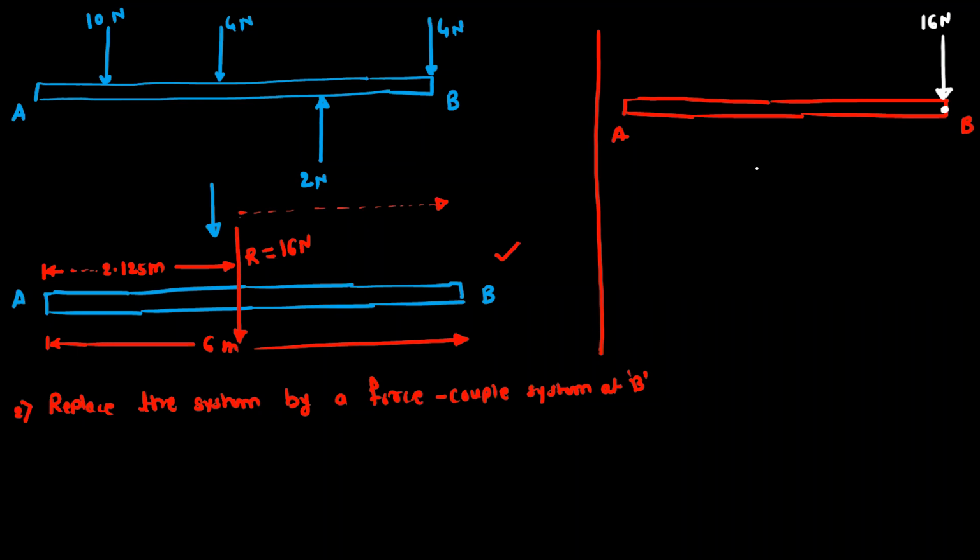So how to find out the couple value? That moment by the resultant force about the point B is equal to, now just find out this distance, because we will take the moment by the 16 Newton about the point B. So total is 6, so 6 minus 1.25.